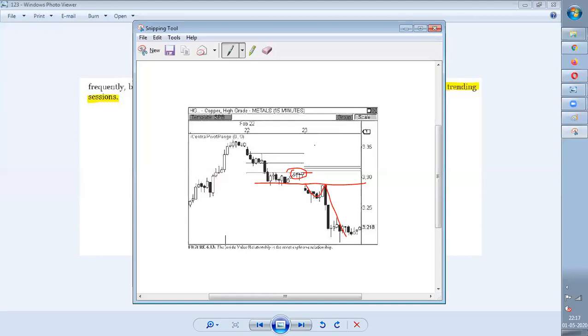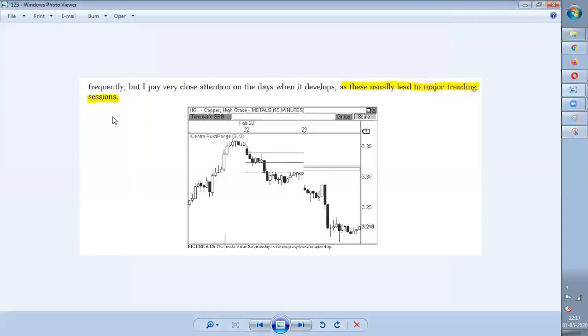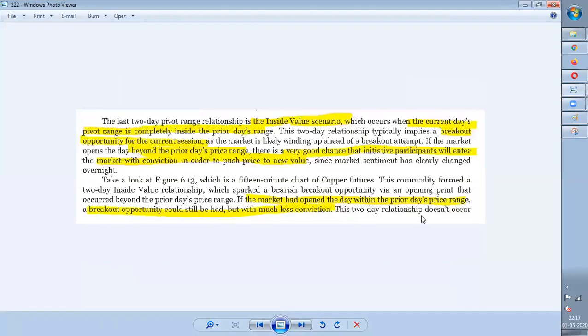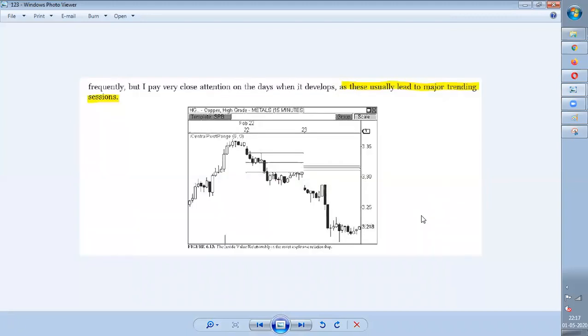What he has also added in this session is that this inside value area does not occur frequently. This two-day relationship does not occur frequently, but I pay very close attention on the days when it develops, as these usually lead to major trending sessions. Clear? Whenever an inside value area forms, you have to be very careful, because when a proper breakout happens, the trend will be very good for the coming sessions also.